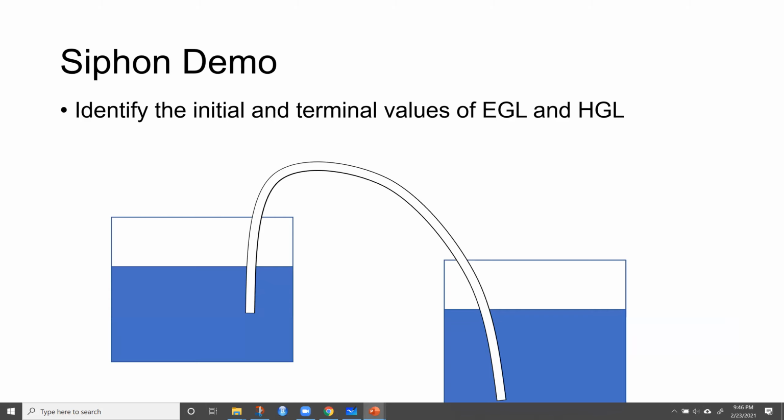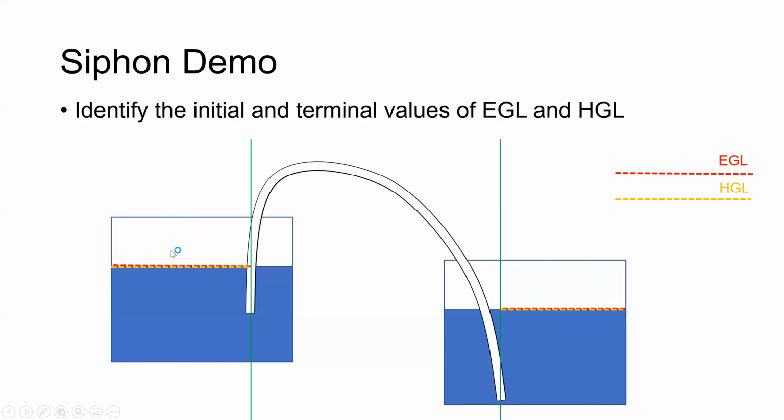We'll do a siphon demo in class, but I just want to give a diagram here of what this could look like. If we look at the energy grade line and hydraulic grade line before this siphon starts, we have two reservoirs here. One is lower than the other. And the energy grade line and hydraulic grade line are on top of each other, right? All the energy is just represented as the elevation of the surface of the water.